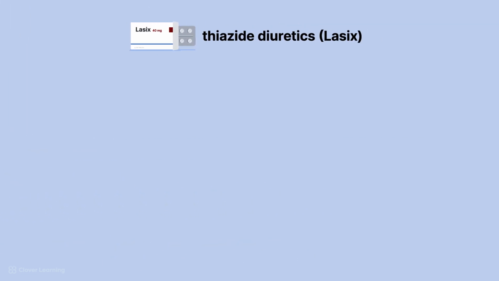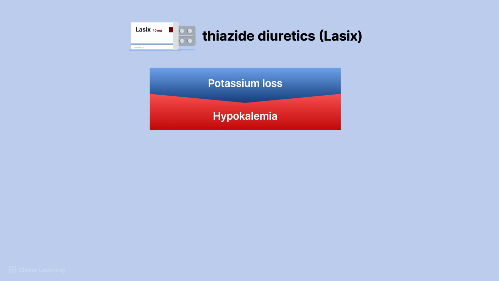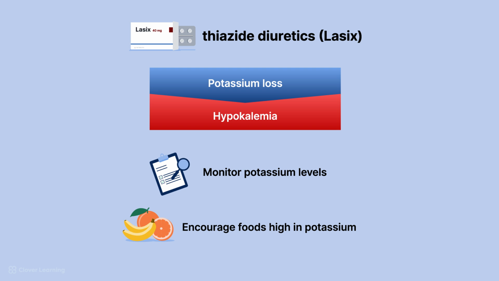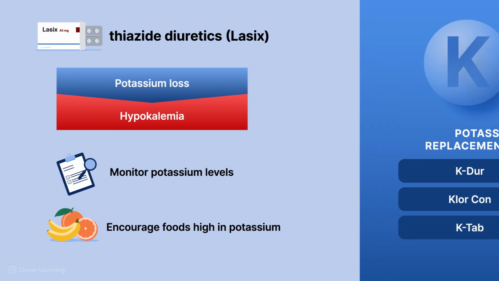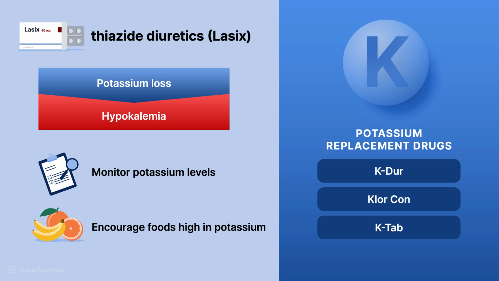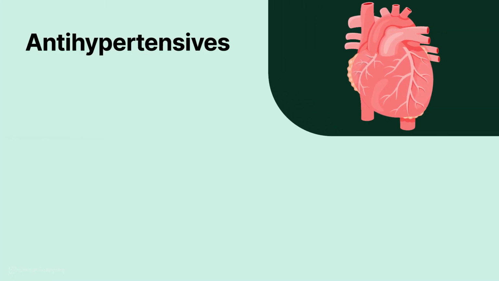Some diuretics, such as Lasix, can cause potassium loss, leading to hypokalemia. It's important to monitor for low potassium and encourage patients to eat foods high in potassium, such as bananas, orange juice, and other foods. Potassium can also be supplied by potassium replacement drugs, such as K-Dur, Klor-Con, and K-Tab.